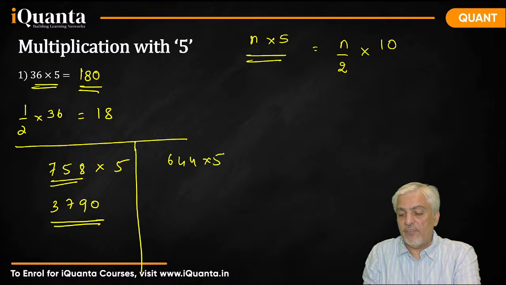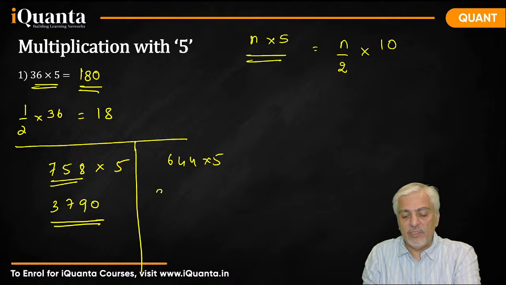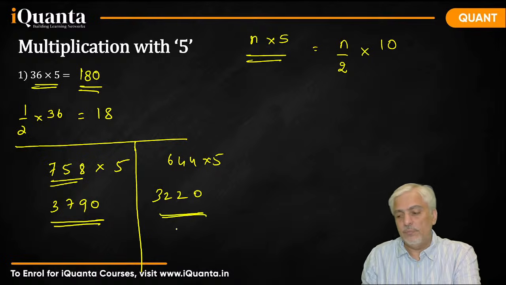644 multiplied by 5. What happens? 644 multiplied by 5, make it half: 322 and then just put a 0.